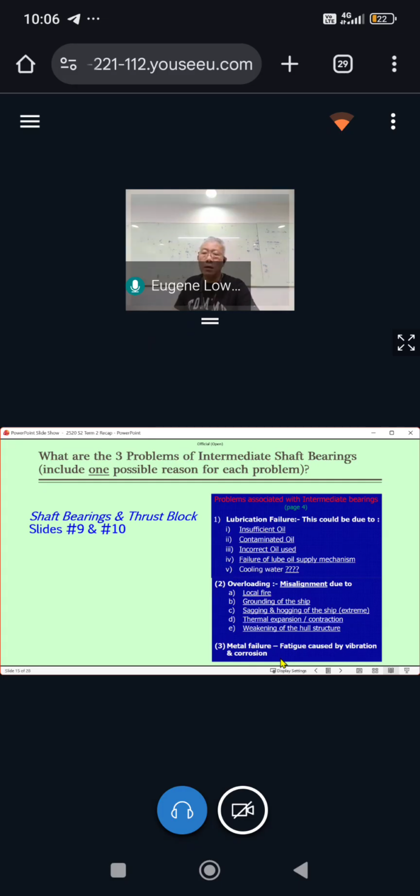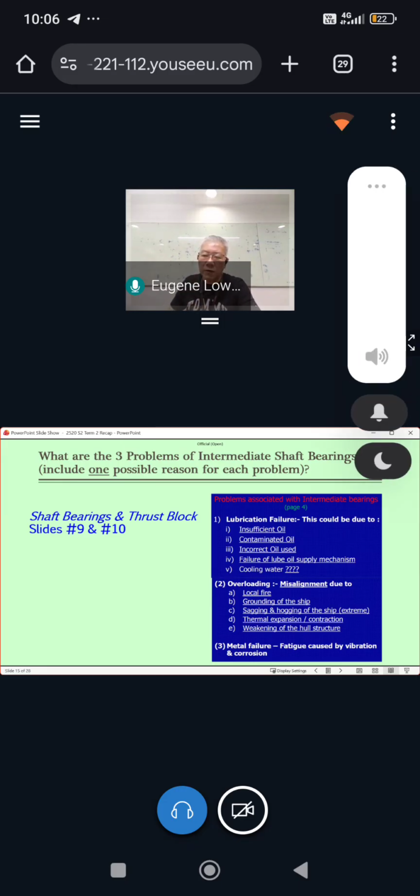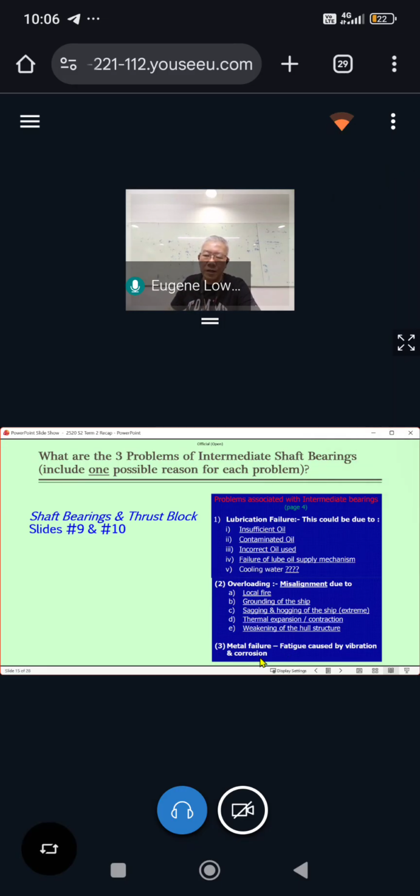And what is the reason for fatigue? By vibration and corrosion, right? Could be due to corrosion, or could be long-term vibration, right? And after a while, fatigue sets in, and that could disrupt the molecular structure of the metal, whether it's the bearing housing, the bearing itself, or the hull structure. All right. Okay. So metal failure is a problem. Fatigue caused by vibration and corrosion would be the reason. Okay. All right. Got it.